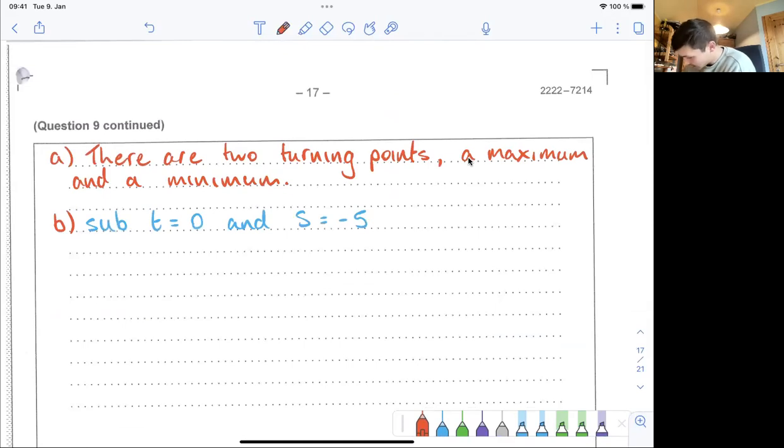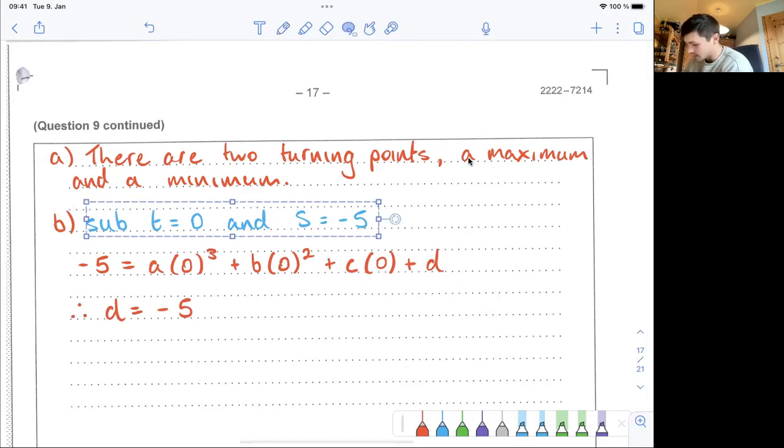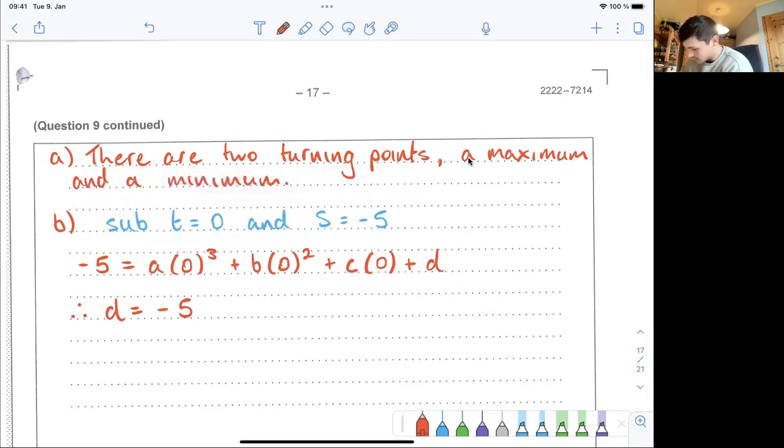We'll say S is -5, which is equal to A multiplied by 0 cubed, which is just 0, plus B times 0 squared, which is also going to be 0, plus C times 0, which is 0, and then plus D. And so therefore we get D is equal to -5. And so there is the answer to part BI. I should probably bring this over and we'll put part 1 in there. All right, let's move on to part 2.